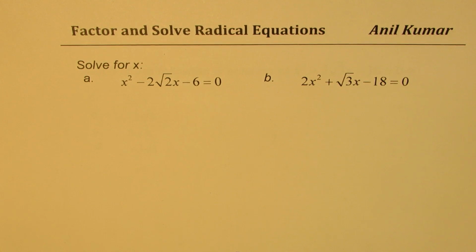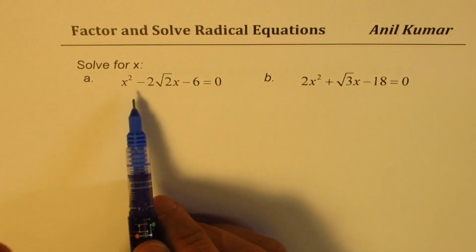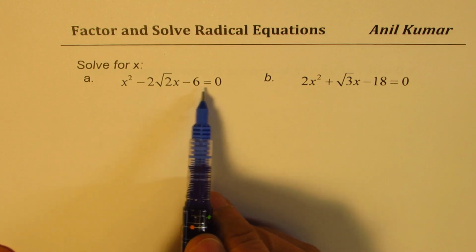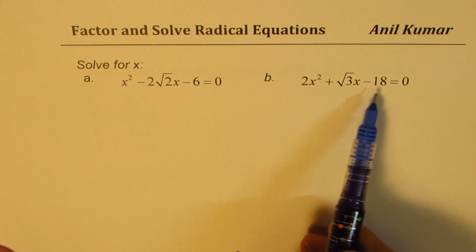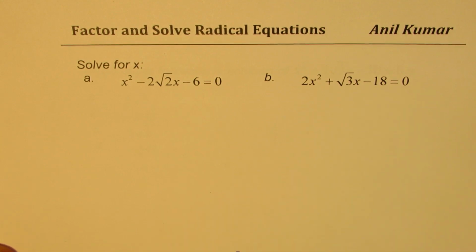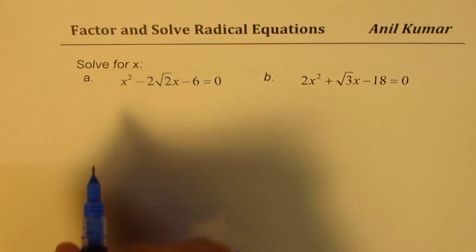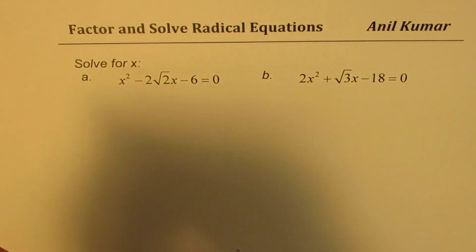Here we have taken a variation. We have introduced radical numbers in a quadratic type of equation. You need to solve x squared minus 2 square root 2x minus 6 equals 0, and 2x squared plus square root 3x minus 18 equals 0. Once you solve this, we'll have a multiple choice question based on such equations, which will give you good practice for competitive exams.